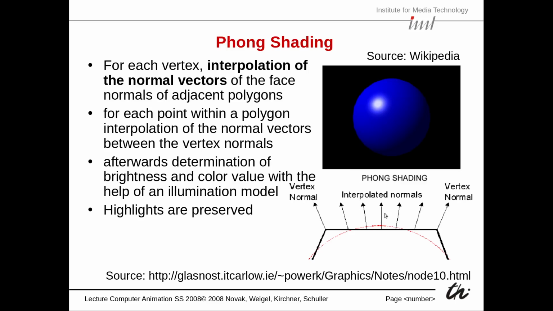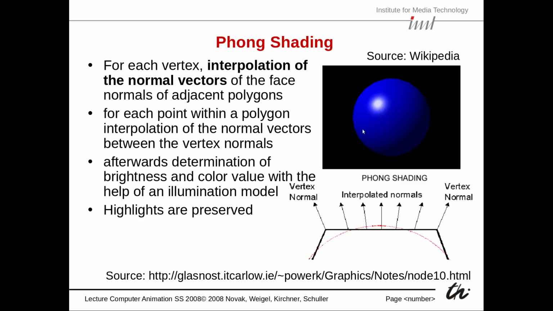So that means the reflected light is really computed as if it was coming from an object which was curved, like here in the red dashed line, right? So the reflected light really looks like coming from a round object. This is a physically more correct way of interpolation. For each point within a polygon, we have an interpolation of the normal vectors between the vertex normals. And afterwards, we determine the brightness and color value with the help of an illumination model. That also means highlights are preserved. Here you can see the result. We have a nice highlight.